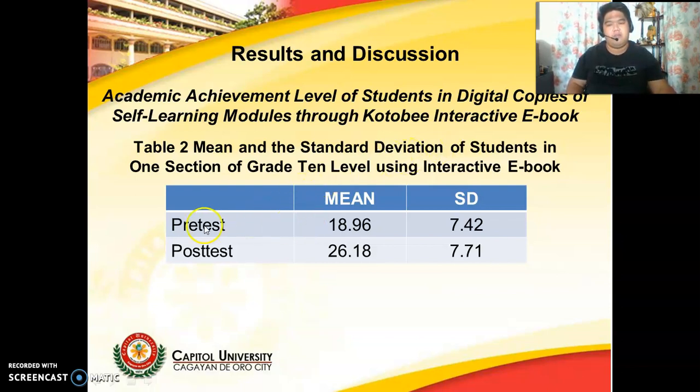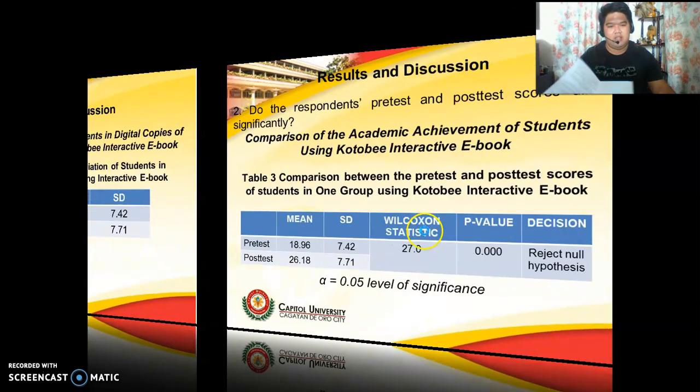For the mean, the pre-test is 18.96 with a standard deviation of 7.42. For the post-test, the mean is 26.18, and the standard deviation is 7.71.